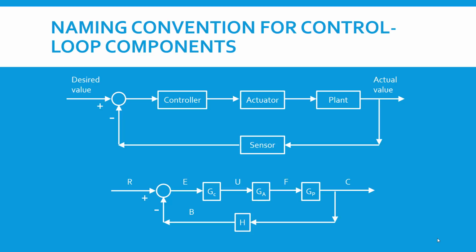This represents the flow of information in the control loop, and they have specific names and variable names. R is the reference value, E is the error, the deviation between the actual value and the desired value. The command value from the controller is U, which tells the actuator to do something. F is the force imposed by the actuator onto the plant. And C is the actual value. We have a sensor down here, H, and B is the measured value.